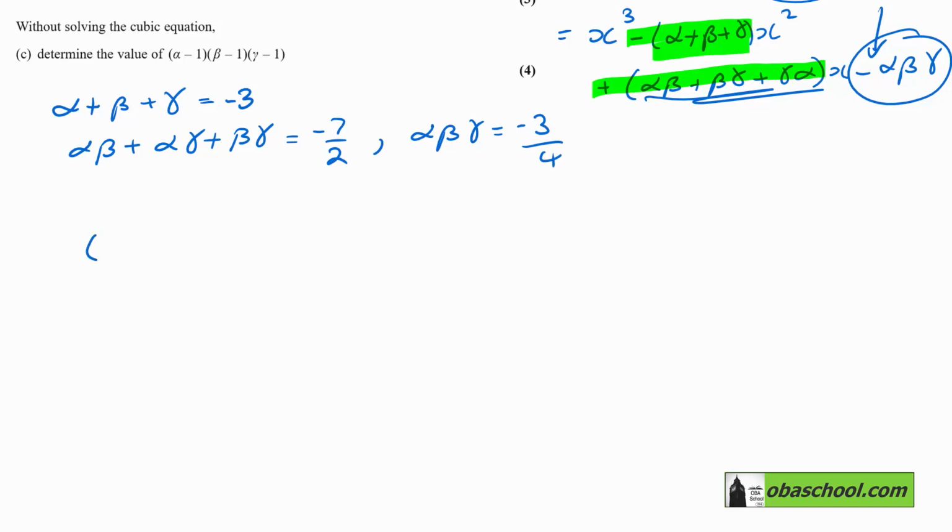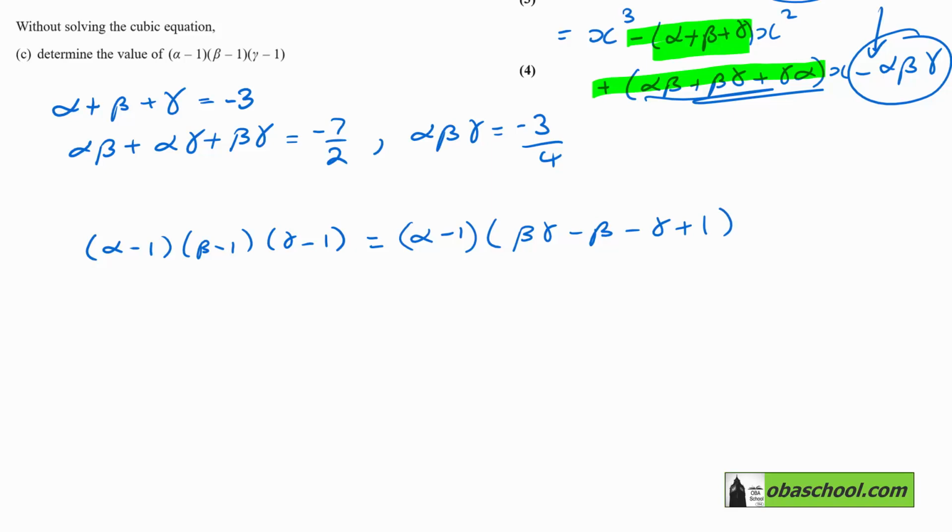And then in part C, we want to find the value of alpha minus 1, beta minus 1, gamma minus 1. So it's alpha take away 1 into beta gamma, take away beta, take away gamma, plus 1. So that's going to be alpha beta gamma. Take away alpha beta, take away alpha gamma. So that's alpha beta gamma, take away alpha beta plus alpha. And then we're going to get take away beta gamma plus beta plus gamma, take away 1.